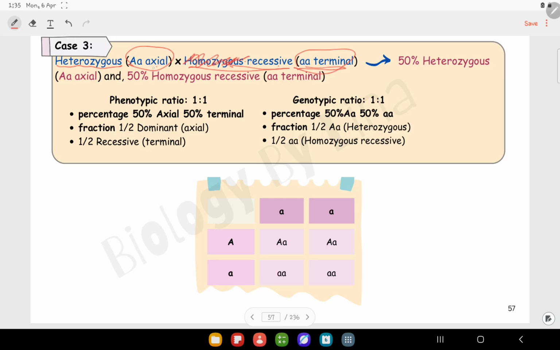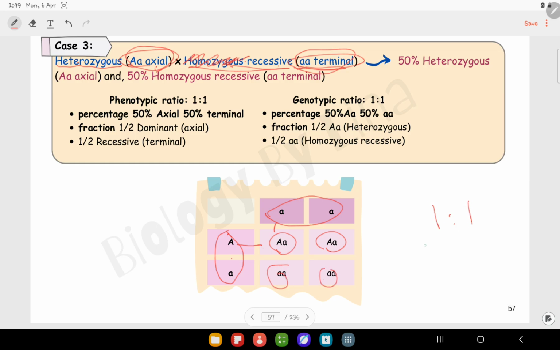So if you have capital A small a, hetero, with recessive, small a small a, at that time what you can get is half of the offspring are hetero and half of the offspring are homorecessive. So if you cross heterozygous, like for example capital A small a, with another parent which is homorecessive, or recessive trait, at that time in the Punnett square you can see that half of them will be capital A small a and half of them will be small a small a.